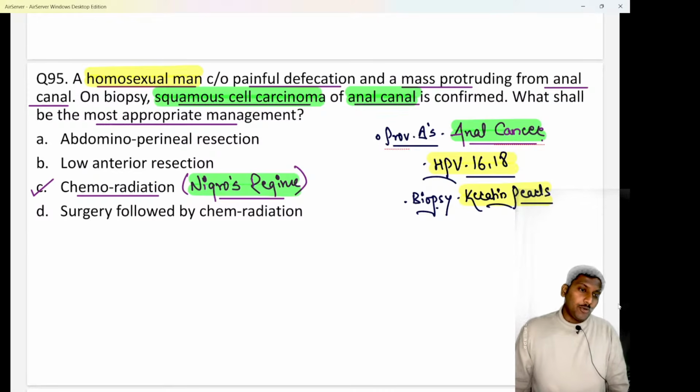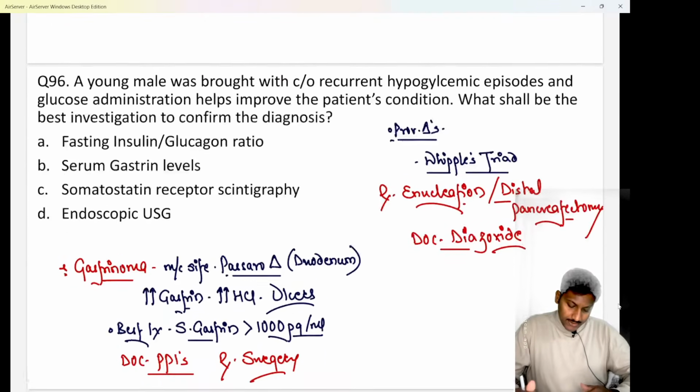That is what is important to be remembered in the examination. Clear about that? It has been a PYQ, so be aware of that. Chemoradiation or Nigro regime. Clear? Next is question number 96.